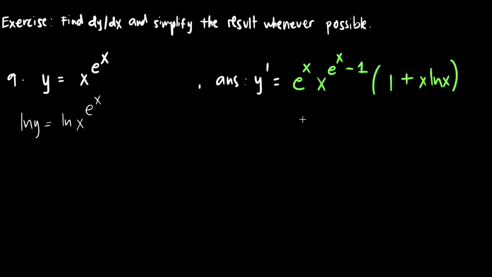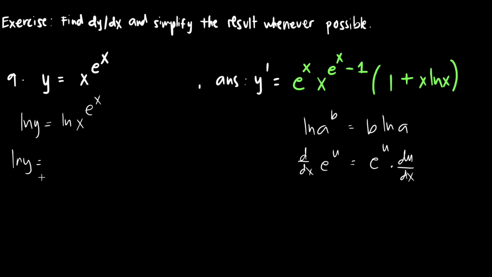Take note that ln of a raised to the power of b is equal to b ln a, and the derivative of e raised to the power of u is e^u du over dx. So let's take note of that. We have ln y equals, where a is equal to x and b is equal to e raised to the power of x, so b is e^x times ln of a, where a is x.